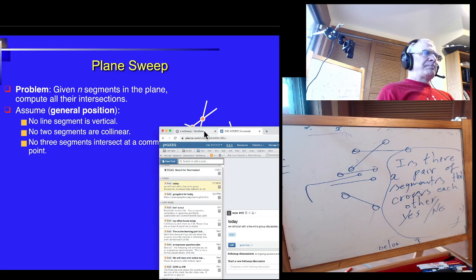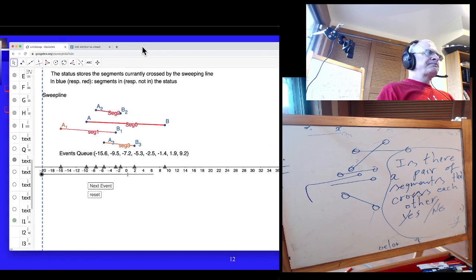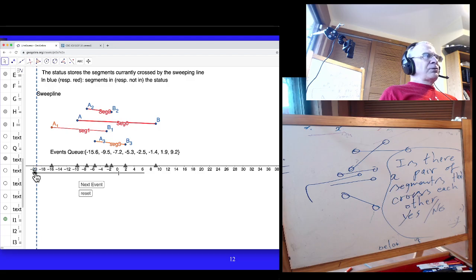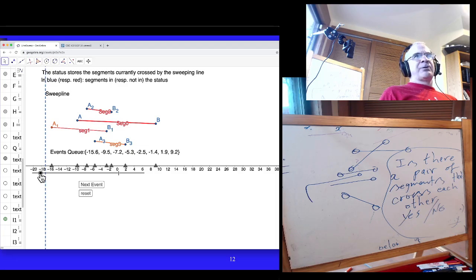The big picture that you want to keep in mind is that you have your set of segments, segment 1, segment 2, segment 0, and segment 3, and I want to ask whether any pairs intersect or not. What I'm going to do is sweep the plane with a line. Some textbooks will say this is a line sweep algorithm, while other textbooks will say no, it's a plane sweep algorithm because you are sweeping the plane.